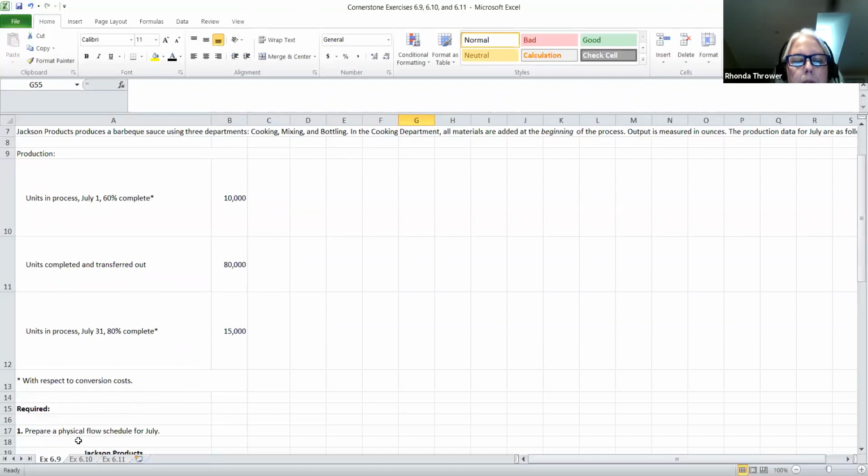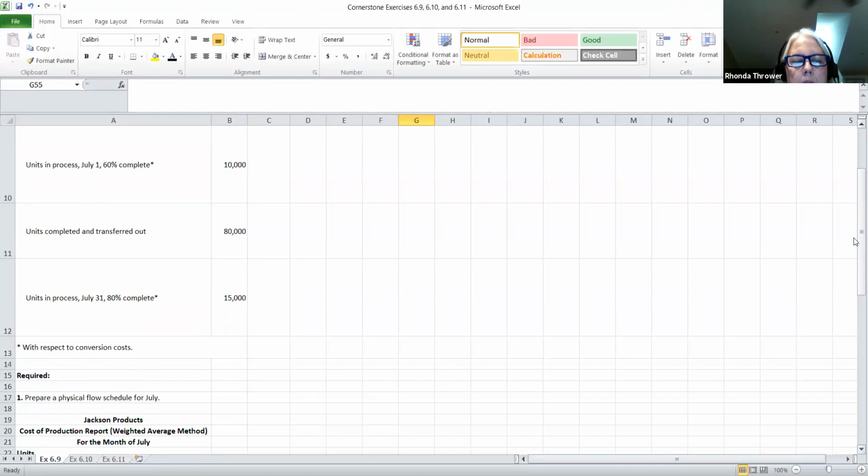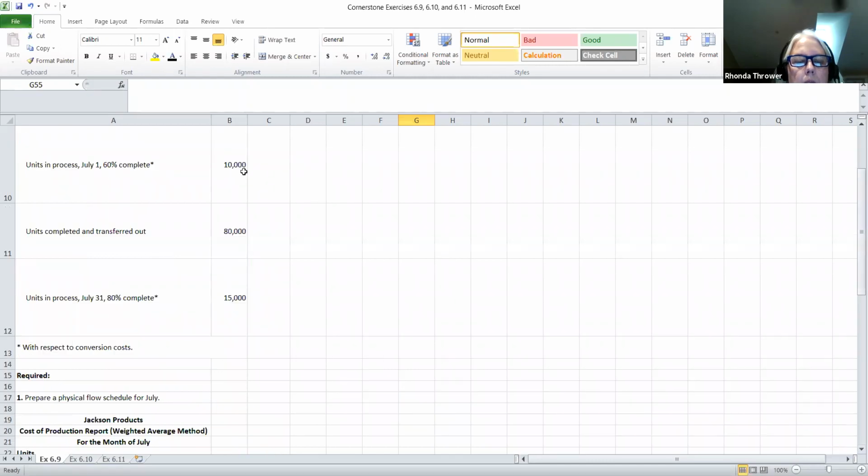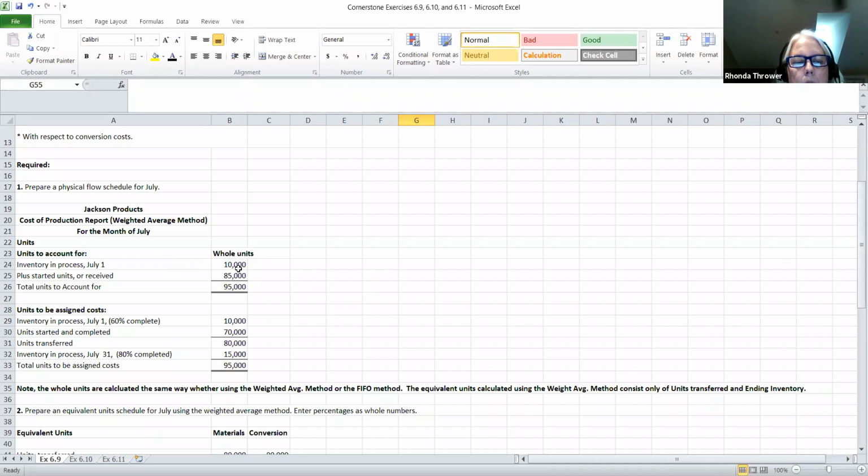Now, what they wanted you to do is to prepare a physical flow schedule for July. And the physical flow schedule is the same thing as the whole units schedule that we did with the FIFO method. So we start with our units, and our whole units are going to be beginning inventory units that were whole units of 10,000 that we got from the information above. So we have whole units.